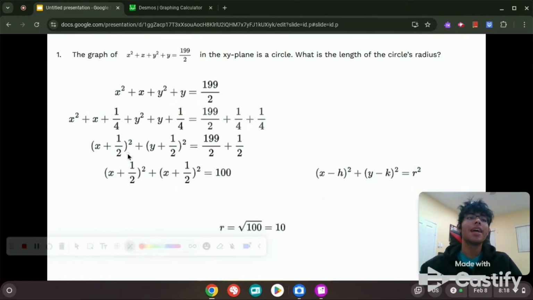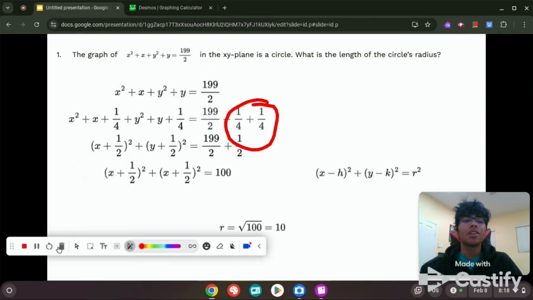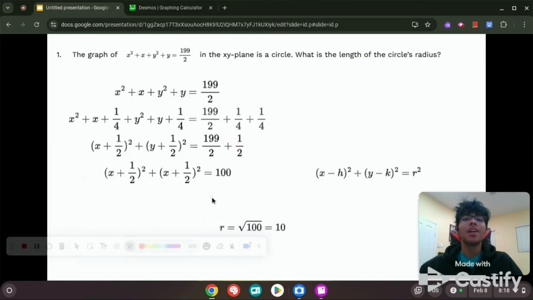When we add 1/4 and factor it after, we get x plus 1/2 squared plus y plus 1/2 squared is equal to 199 divided by 2 plus 1/2. The 1/2 on the right side just comes from the two 1/4s we added to balance out the left and right side. After that, we can add up the two fractions on the right, and we get 100. Because this goes back to the form that we mentioned earlier, we know that r squared is equal to 100, which means that the radius is 10.